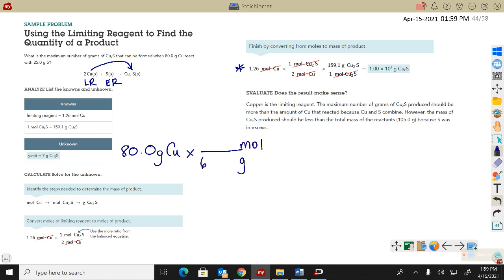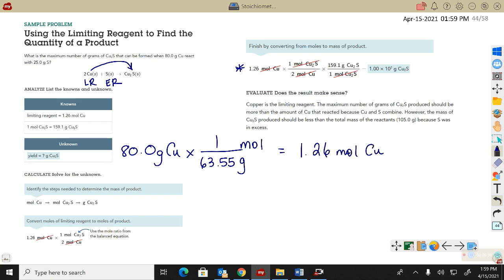The periodic table tells me about 63.55 grams for every 1 mole. That's where I get the 1.26 moles of copper. But yeah, since we had already calculated that so we could determine the limiting reactant, just start right away with your moles of copper, because then you can use the ratio from the balanced equation right away. You can use that 2 moles of copper for every 1 mole of copper sulfide.